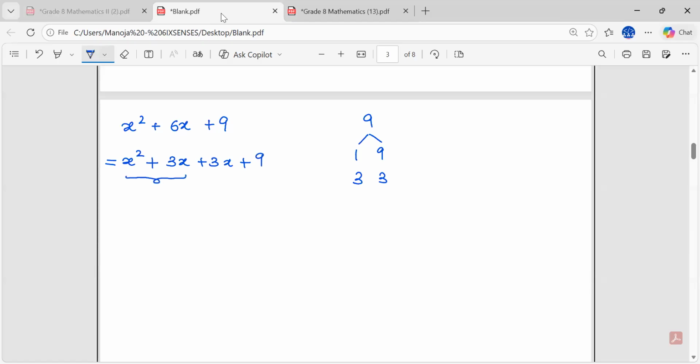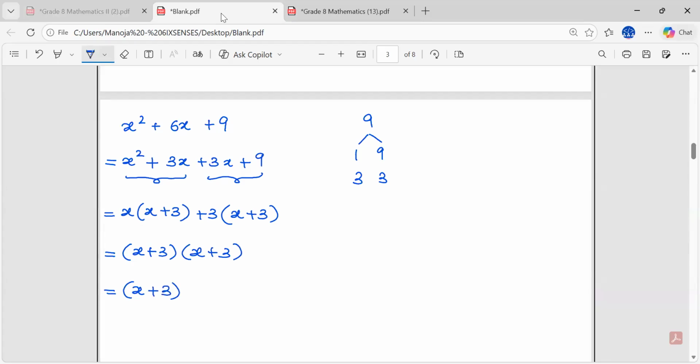Then you have x, then you have x plus 3, you have plus 3 and x plus 3. Then you can write x plus 3 and x plus 3 again. If needed, you can show your final answer as x plus 3 squared. But if you have not written x plus 3 squared, it doesn't matter. It is not compulsory, but better to write that step, right?